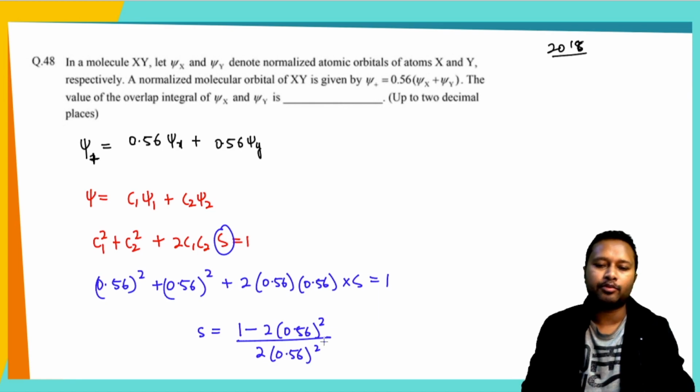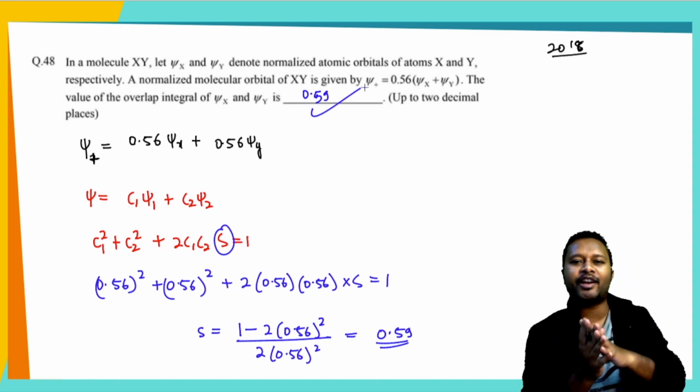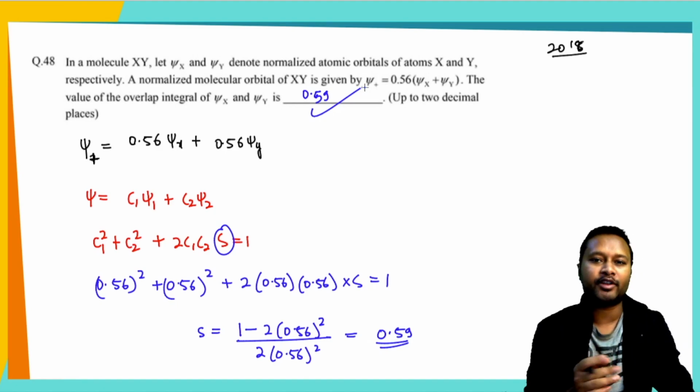So you just need to put the values and use your calculator to solve it, and its value will be roughly around 0.59. So that is going to be the value of the overlap integral. All right, so this is going to be the final answer for this. This is how it has to be done. Let's go for the next one then.